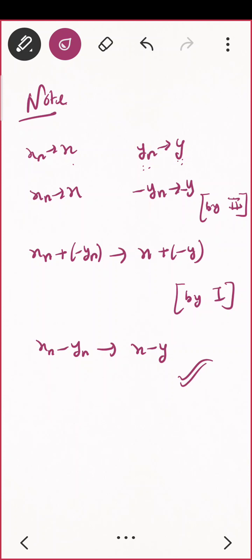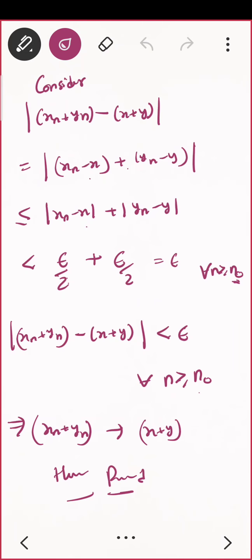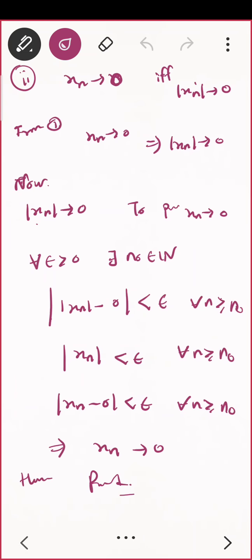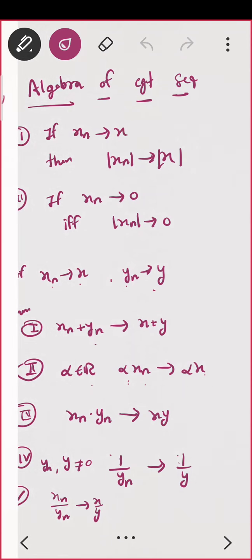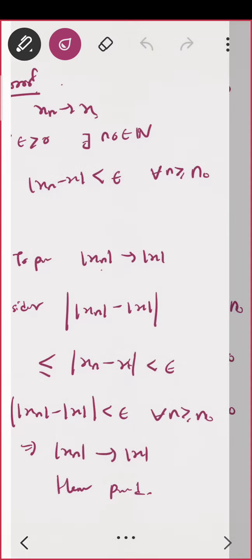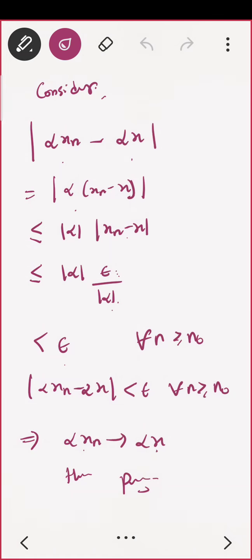Okay, now let us do it quickly. What is the third one? What is the third we want to prove? Yeah, the third one we want to prove is that xn into yn converges to x into y. Here also the trick will be the same. Look at the consideration part and think. You are given xn converges to x and yn converges to y. Let us see the consideration part.